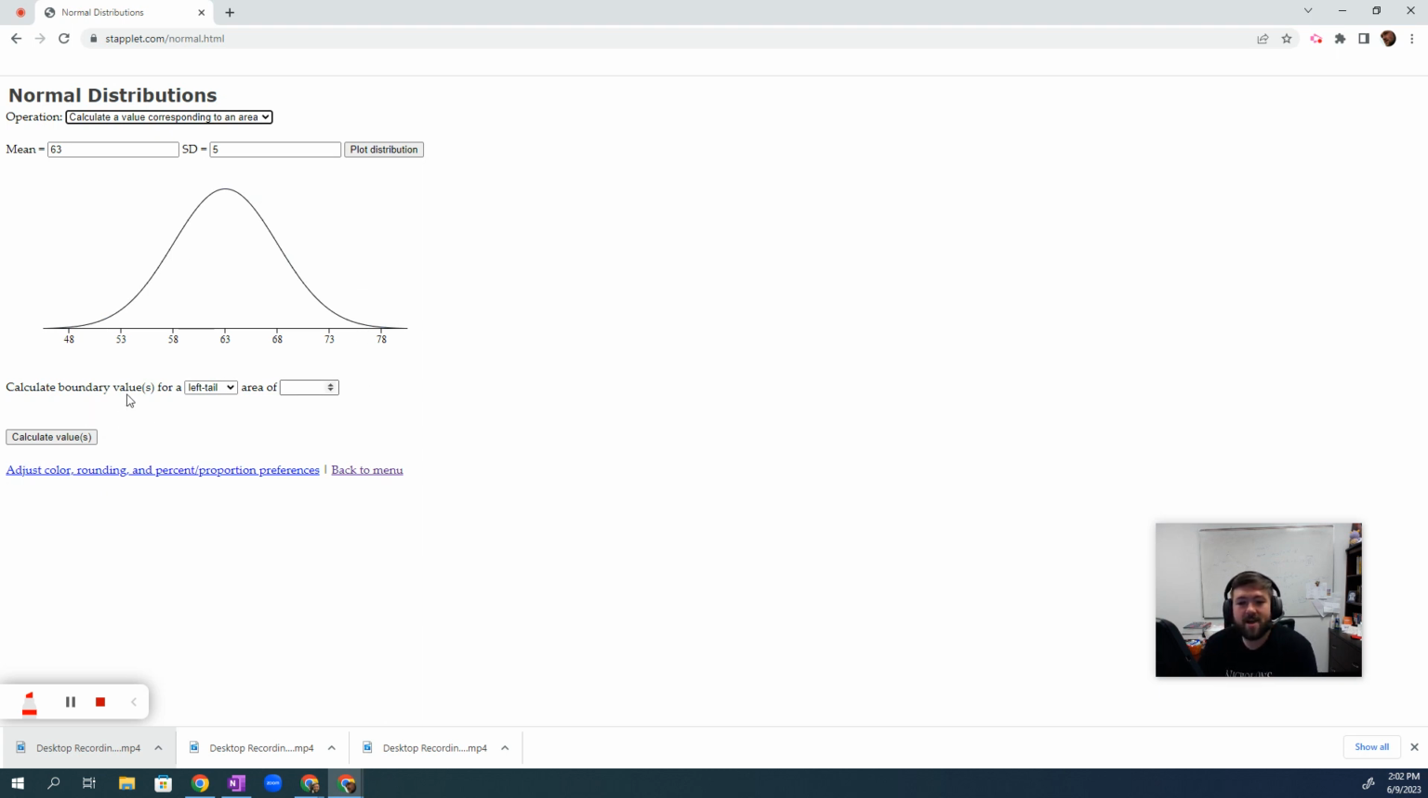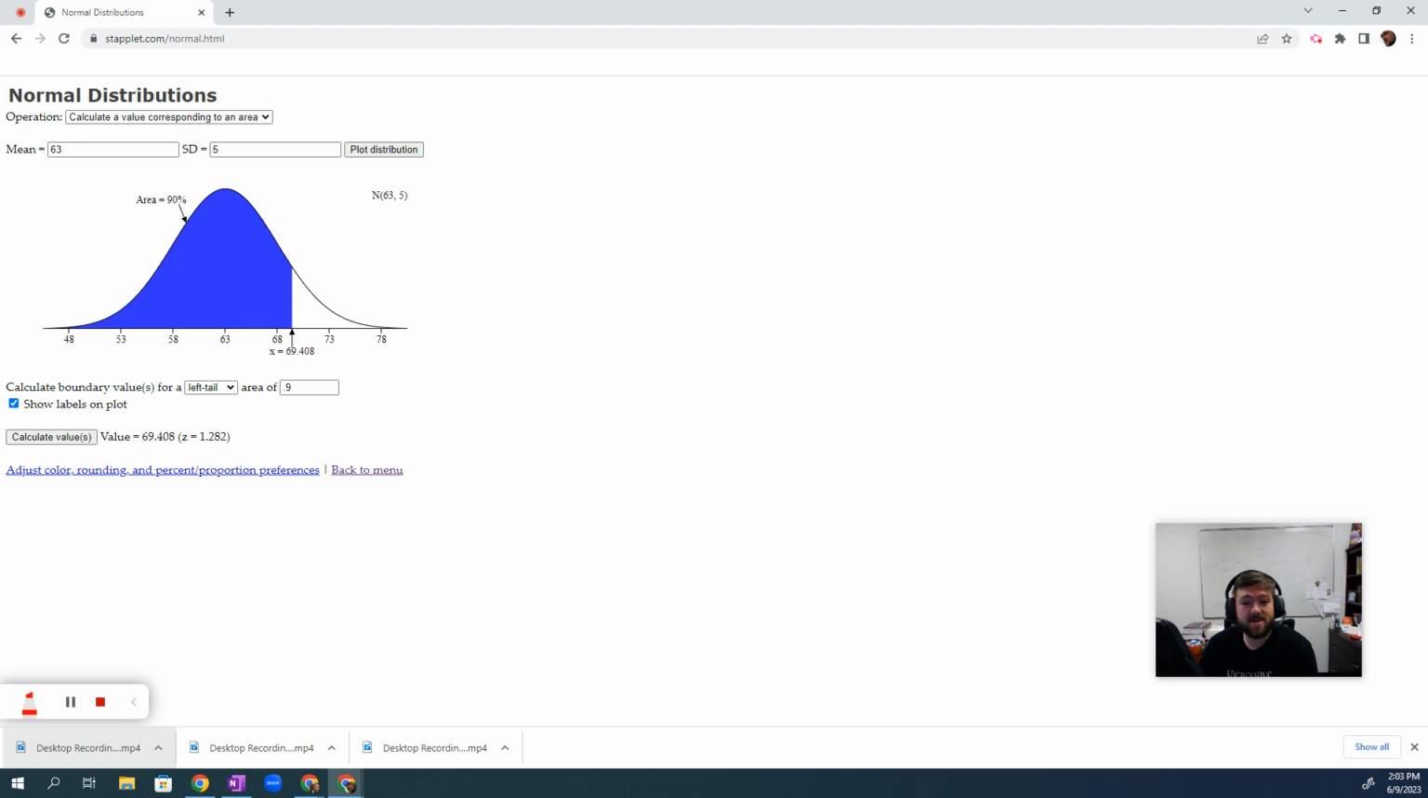Now, if I want 90% of the values to be to the left, or to be less than, then I want to the left, and I want the area to be 0.9. And there it is. The area is 90%, and the score is 69.41 if we round. So that is the 90th percentile score, just below a 70. Tough test.